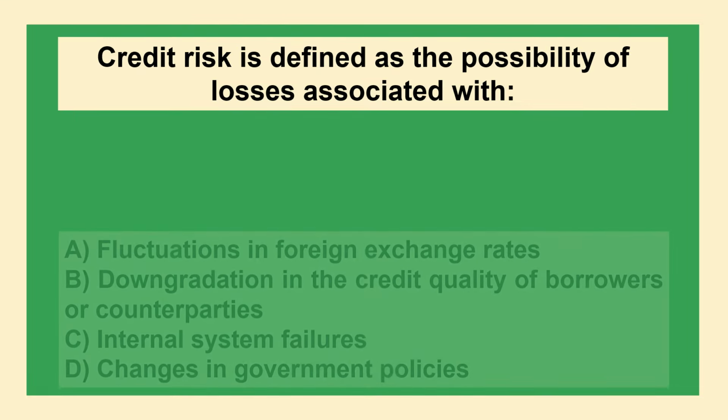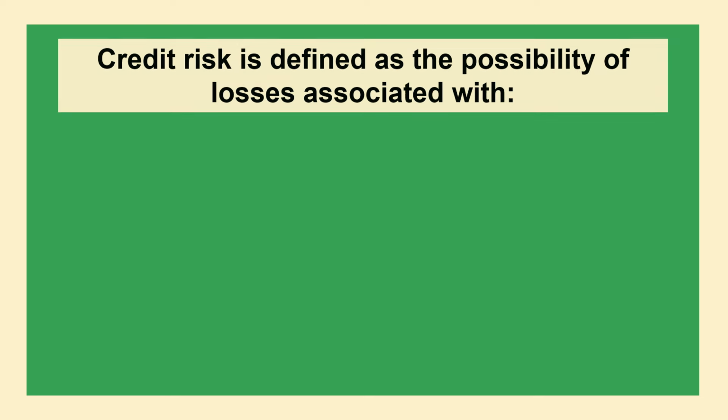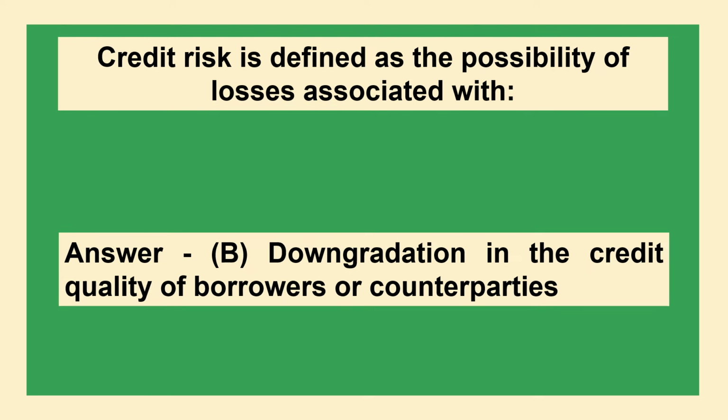The next question is, credit risk is defined as the possibility of losses associated with option A, fluctuations in foreign exchange rates, option B, downgradation in the credit quality of borrowers or counterparties, option C, internal system failures, or option D, changes in government policies. And the correct answer is option B, downgradation in the credit quality of borrowers or counterparties.